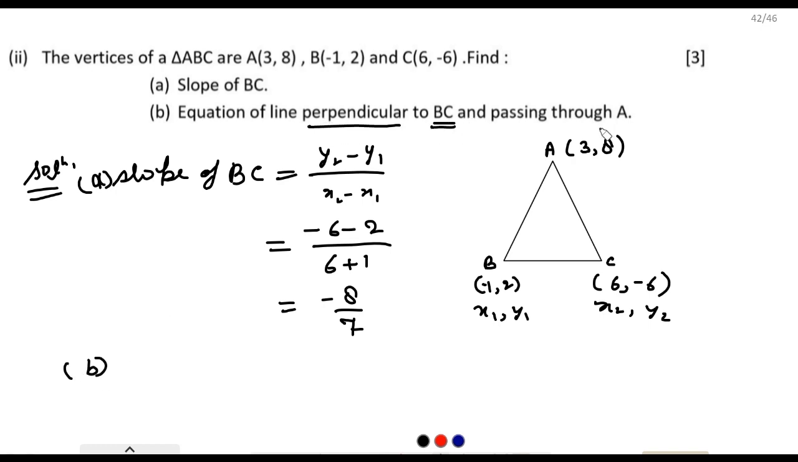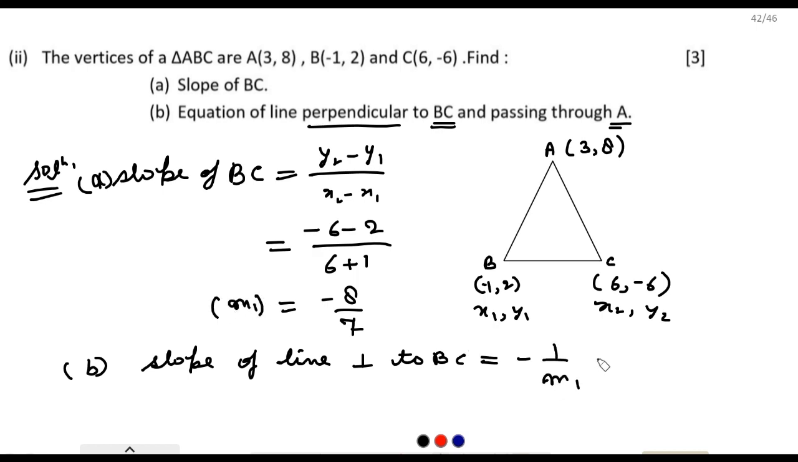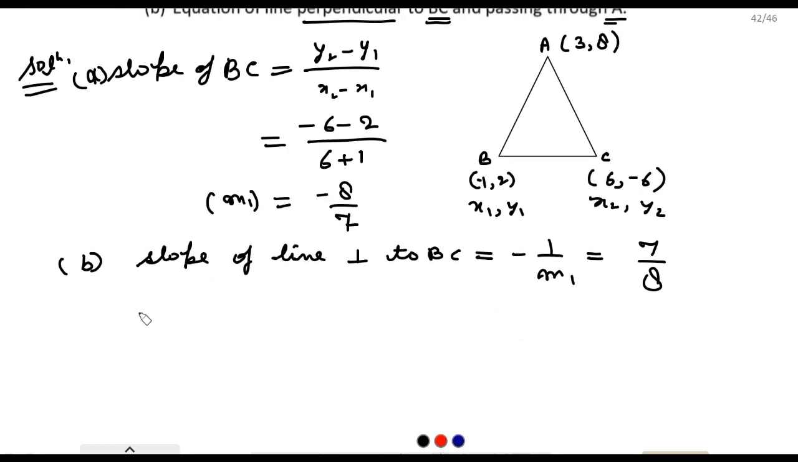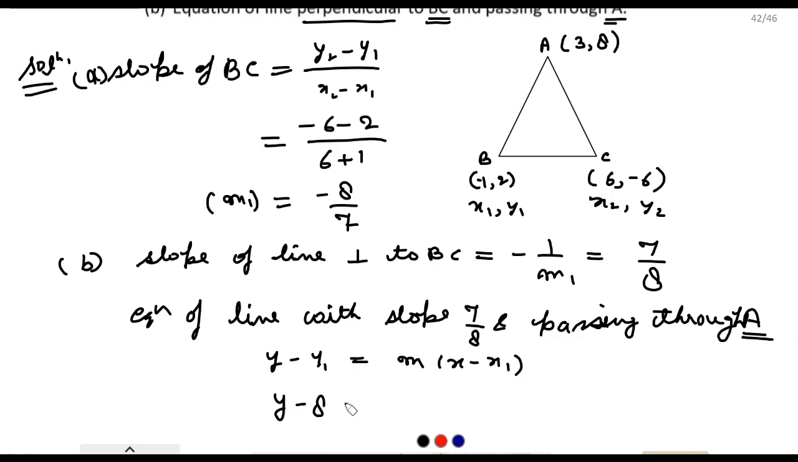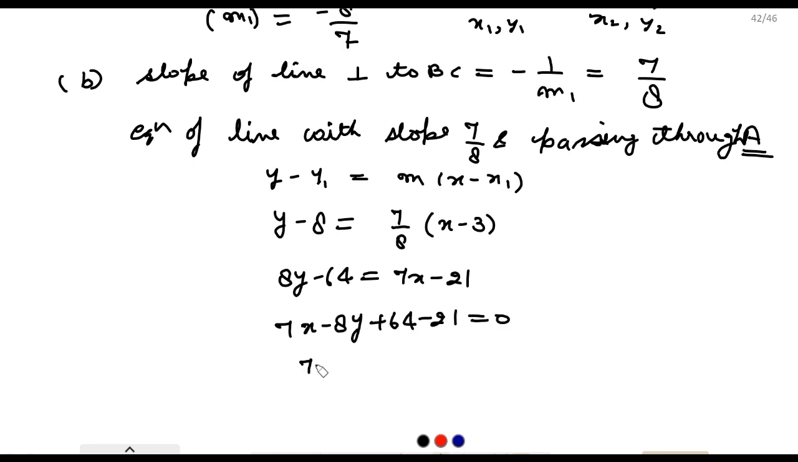Equation of a line perpendicular to BC and passing through A. Slope of a line perpendicular to BC will be equal to, if this is M1, then minus 1 upon M1. It means 7 upon 8. Now equation of line with slope 7 upon 8 and passing through A will be given by y minus y1 is equal to m times x minus x1. x1 y1 is the point, coordinates of point A. 7x minus 8y plus 43 is equal to 0.